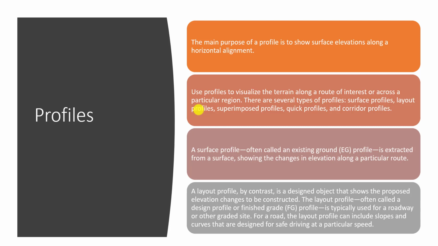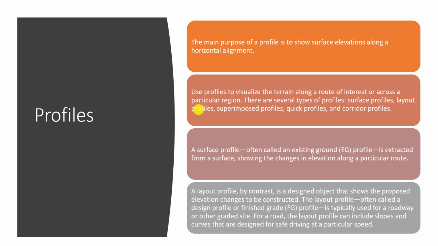So what is a profile? The main purpose of a profile is to show surface elevations along a horizontal alignment. Use profiles to visualize the terrain along a route of interest or across a particular region. There are several types of profiles: surface, layout, superimposed, quick, and corridors.